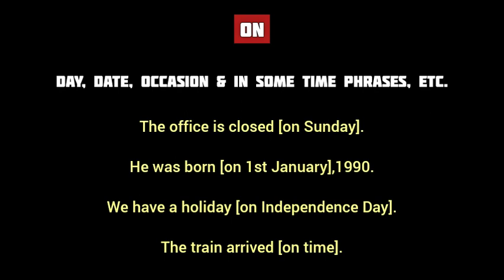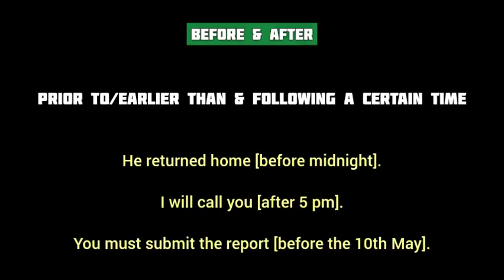"We have a holiday on Independence Day." Here the preposition on is used before a particular occasion, that is Independence Day, and shows the time of our holiday. And then in the sentence, "The train arrived on time," the preposition on is used in the time phrase on time, meaning at the exact time. Before and after are also used as prepositions of time.